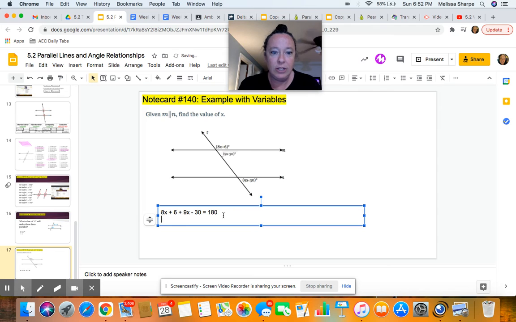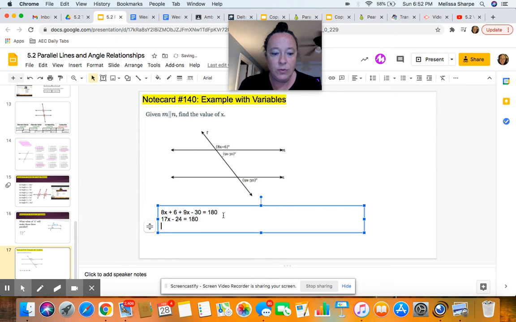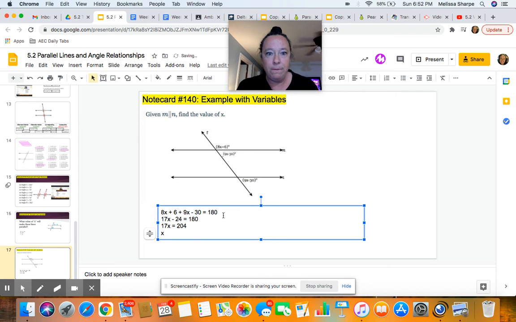And so I combine like terms. I get 17x minus 24 equals 180. I add 24 to both sides. 17x equals 204. And then I'm going to use my calculator, and I'm going to do 204 divided by 17. And I get that x is 12.